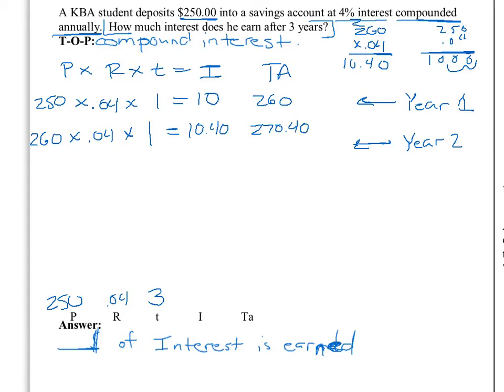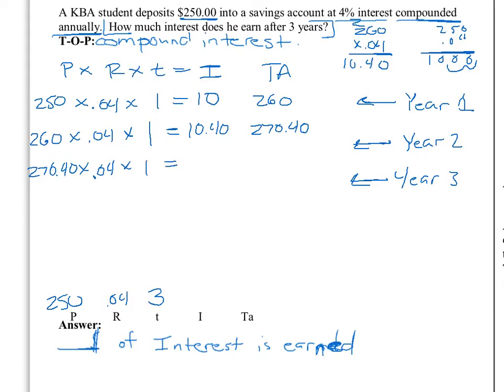But once again, I say, you know what? Keep that $270.40 and borrow it for another year. So in year 3, how much money did I start with? What's my principal? $270.40. Our interest rate has not changed. It's still 4%. And since we're talking about compounded annually, I'm still going to calculate year by year, so my time is 1.